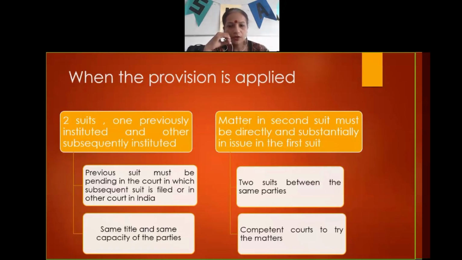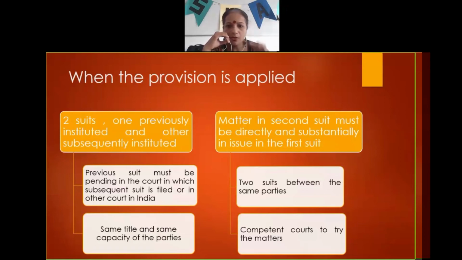Then two suits between the same parties, same title, same capacity of the parties, and the competent court to try the matter. Now, when we are saying same capacity of the party, same capacity of the party means in the capacity of the plaintiff, in the capacity of the defendant.